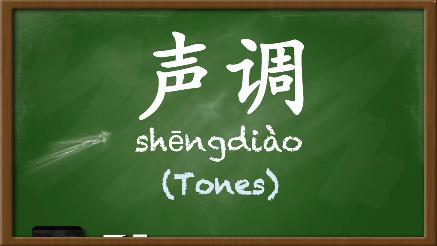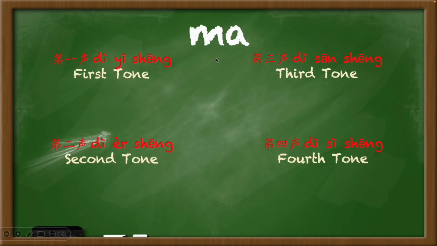Now, there are four major tones in Chinese Mandarin. Let's use pinyin ma as our example. Let's go with the first tone, or di yi sheng. Di yi sheng. It sounds like ma, ma. Now, di yi sheng has a higher pitch compared to the rest of our tones. Let's listen to it one more time. Ma, ma.